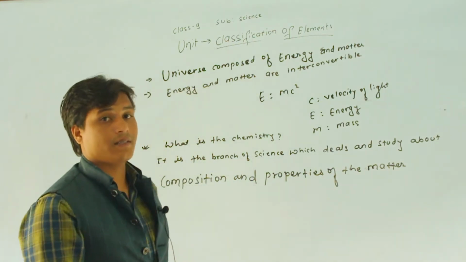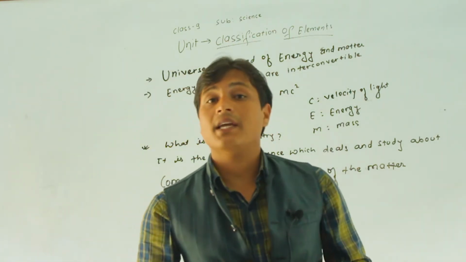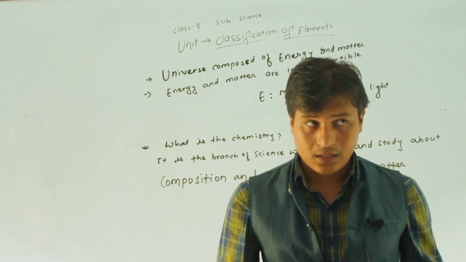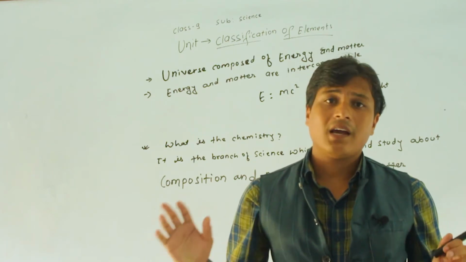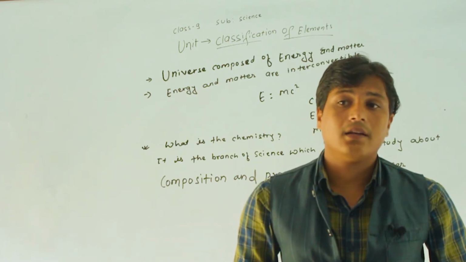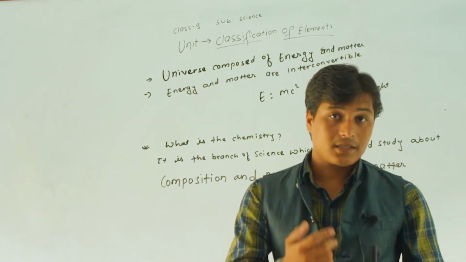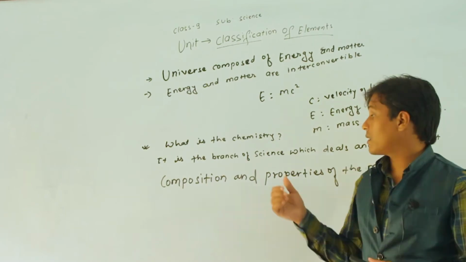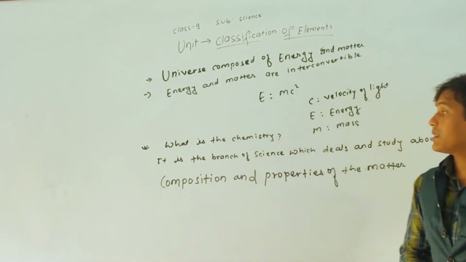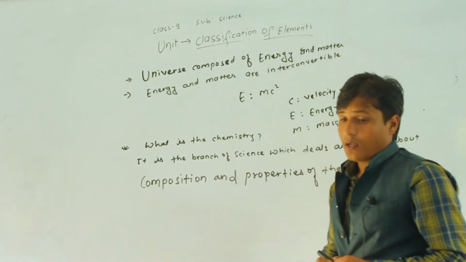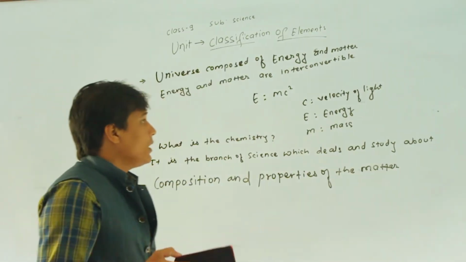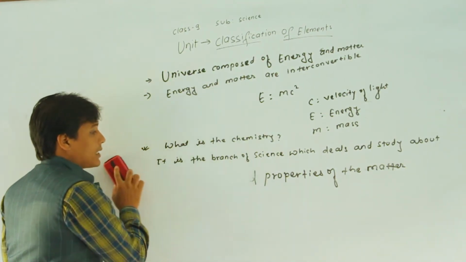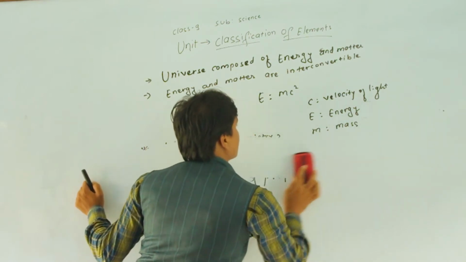Chemistry is that science which gives the information about the composition of matter. That means any matter is made up of atoms and molecules. That information is given by the branch of science that is chemistry. Now I will try to explain the components of the universe, which are further classified into different types.